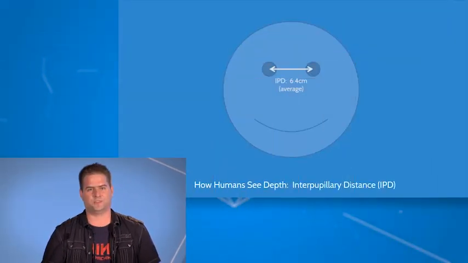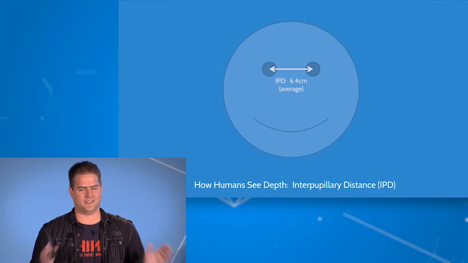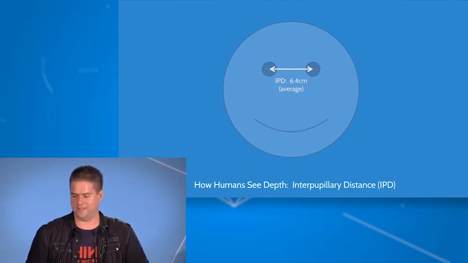And that's because humans are blessed with two eyes that are separated by this thing we call the interpupillary distance, or the IPD. That's not an actual thing. It's just we call it that. Yeah, it is the name of the measurement. Anyway.